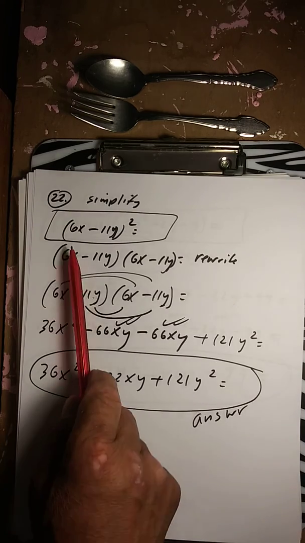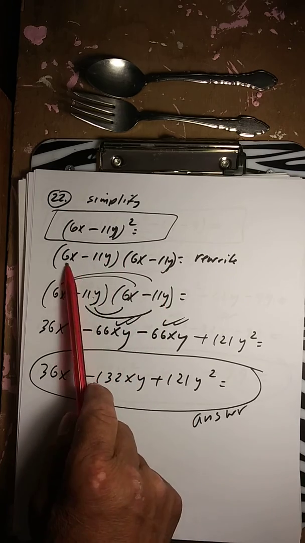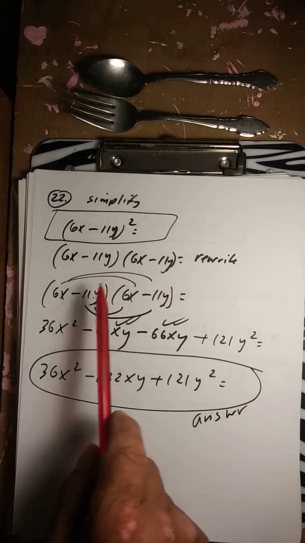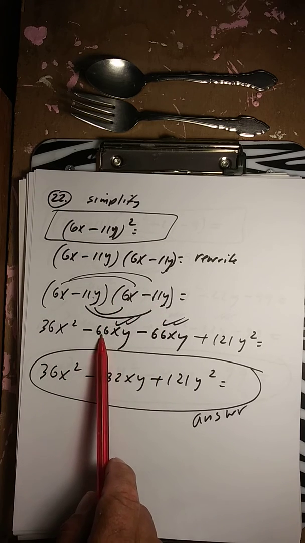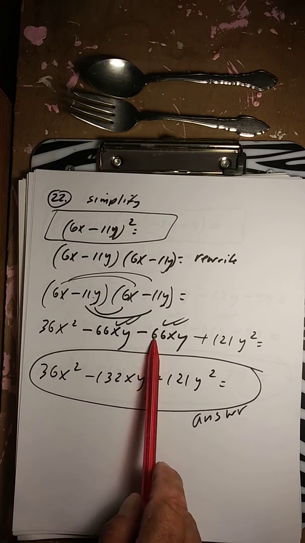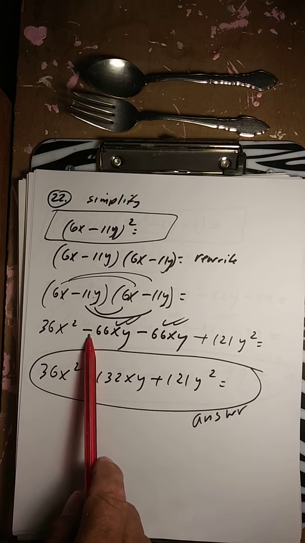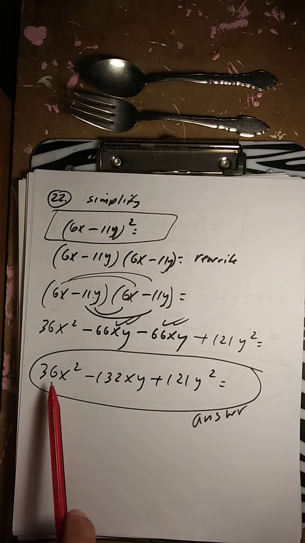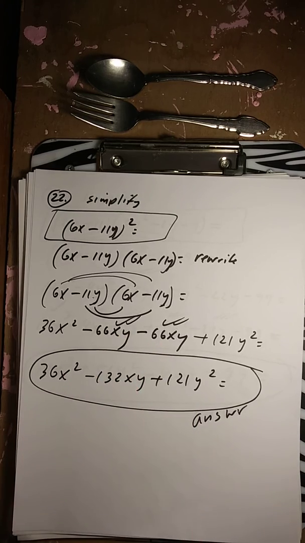This one, 6x minus 11y squared. Rewrite it twice. 6x minus 11y, 6x minus 11y. So 6 times 6, 36x squared. That turns out minus 66xy. That's minus 66xy. That one turns out plus 121y squared. Now, these are negative and negative. Put them together. Add them up. 36x squared minus 132xy plus 121y squared.